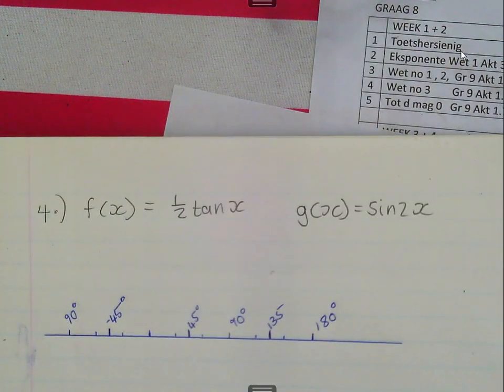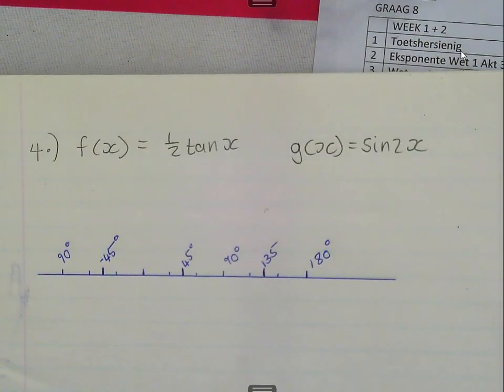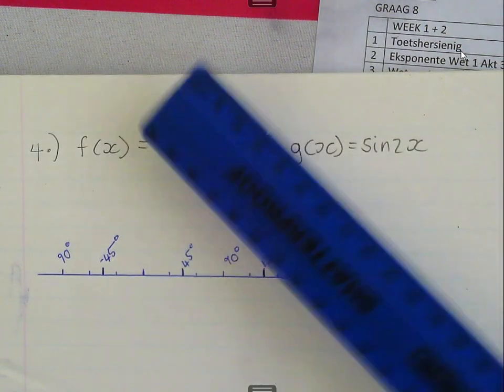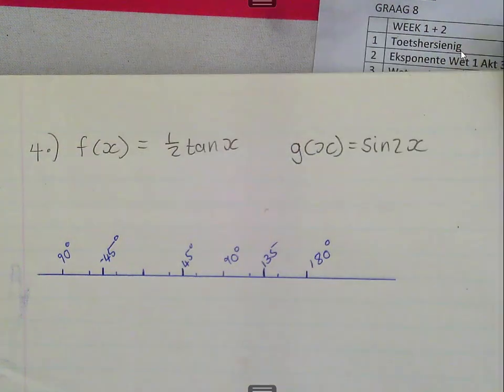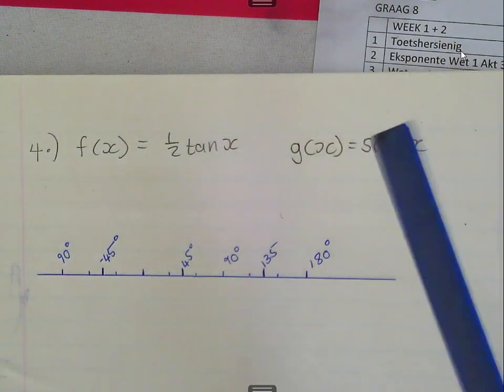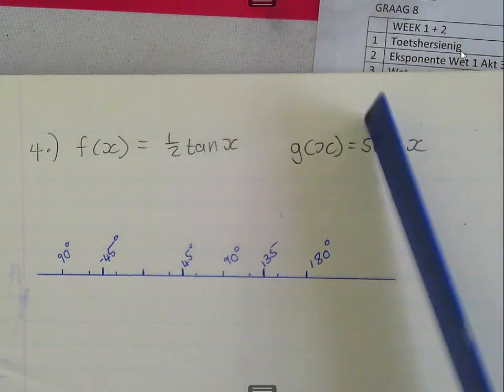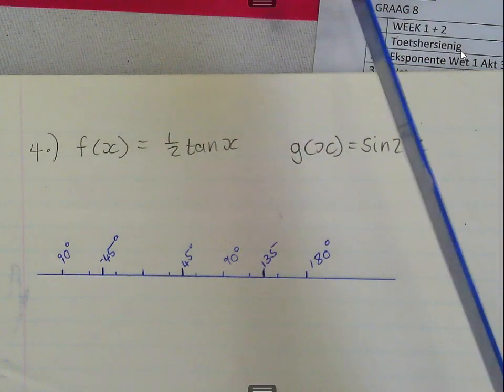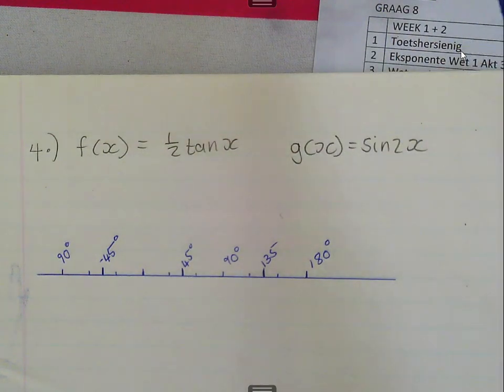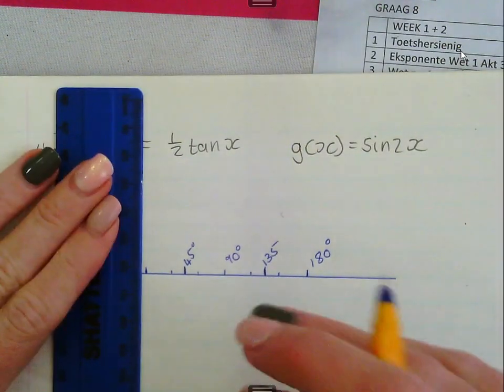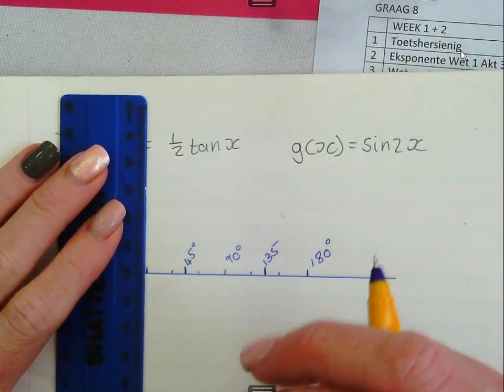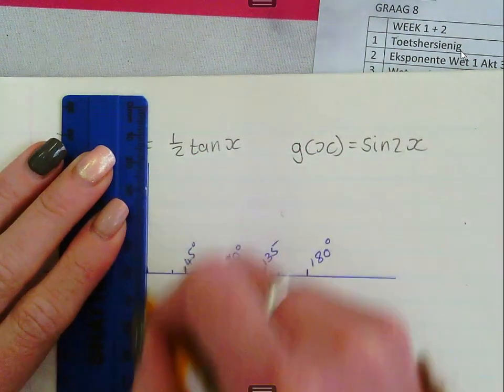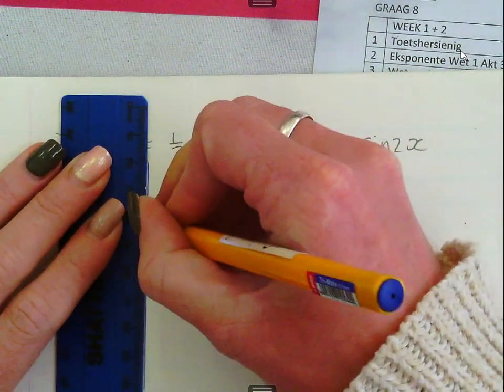Okay. On my y-axis, tan has an amplitude of a half, so it's decreasing the gradient. But with sin, I've got an amplitude of 1. So sin doesn't go higher than 1, doesn't go lower than negative 1. So on my y-axis, I'm happy having it from 2 to negative 2.